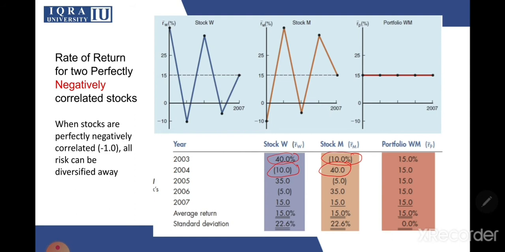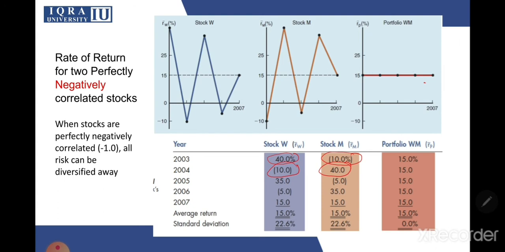Because of that, if you combine both of these stocks in your portfolio, 50% of stock W and 50% of stock M, you can actually create a portfolio that will always give you the same amount of return, because the loss at one place is being compensated by the profit of the other place, and the profit of one place is being compensated by the loss of the other place. So over here you have a flat line, because there is no fluctuation, there is no risk at all. You will always get a return of 15%.